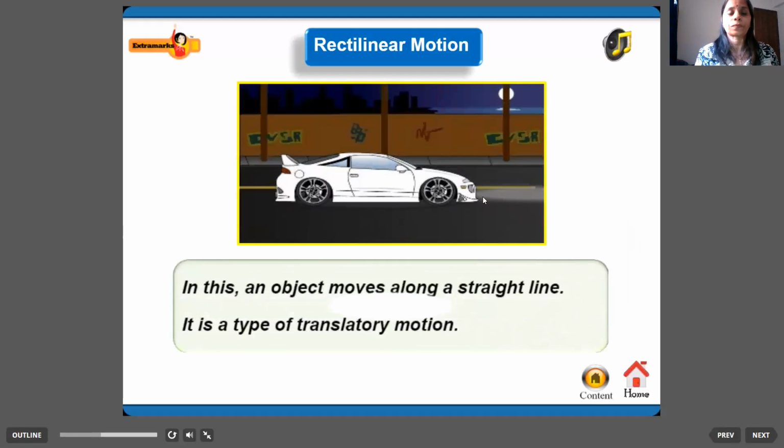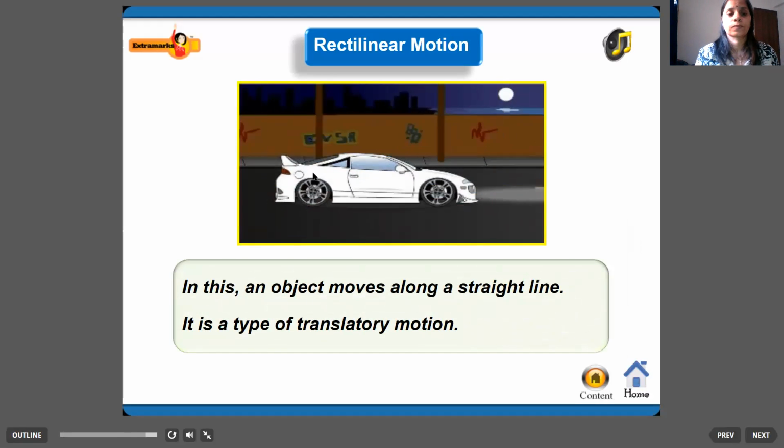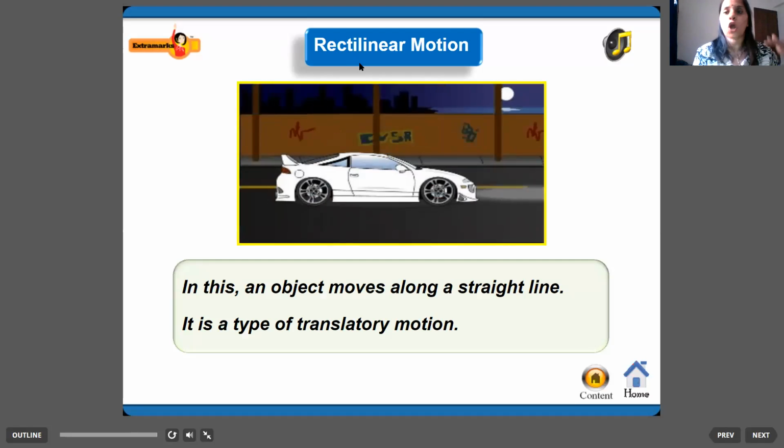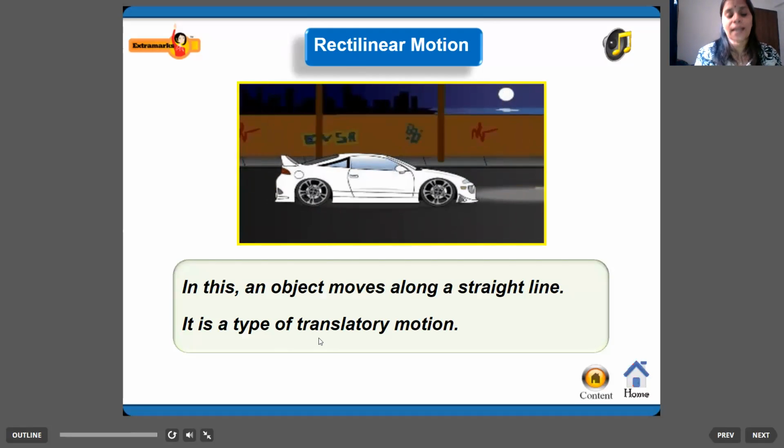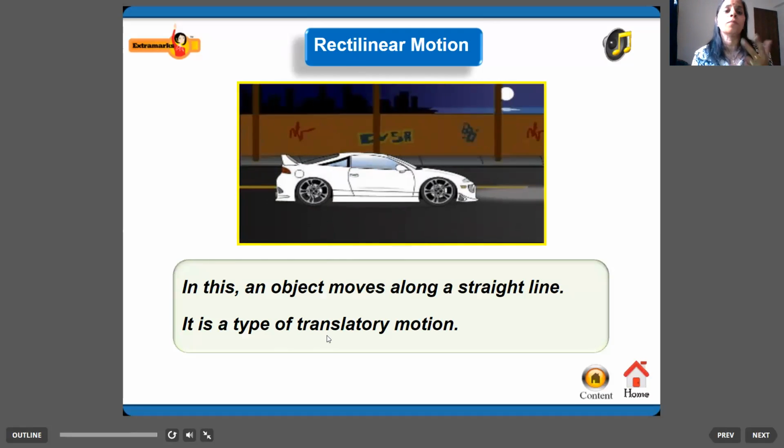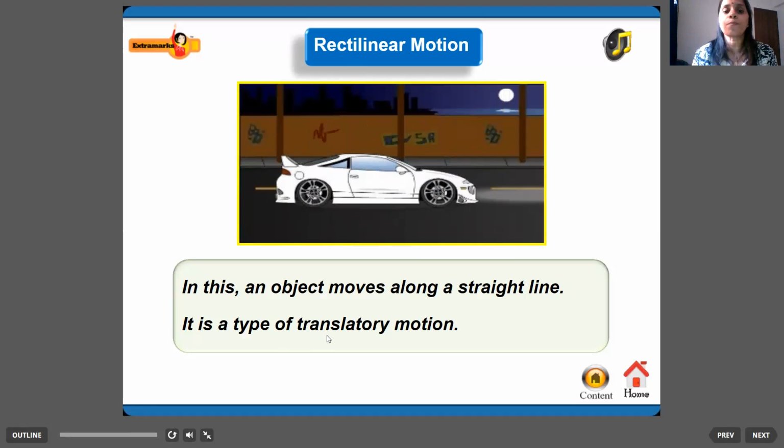In rectilinear motion, an object moves along a straight line. It is a type of translatory motion. Let's see an animation for better understanding. Rectilinear motion means when an object is moving in a straight line. If I talk about translatory motion, that means the whole body is moving. That means the whole object is moving. That type of motion is known as translatory motion.